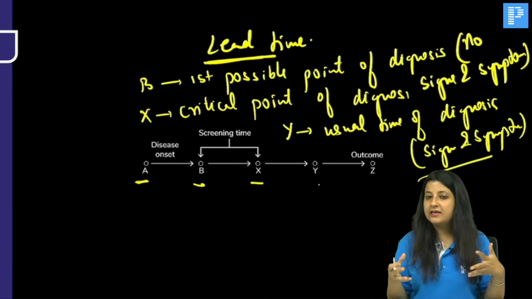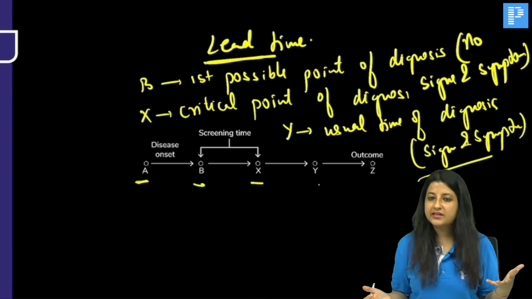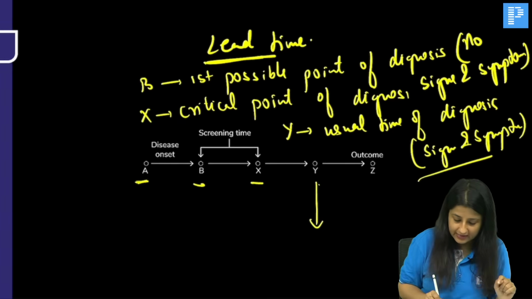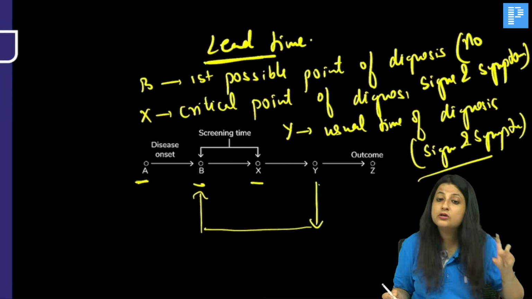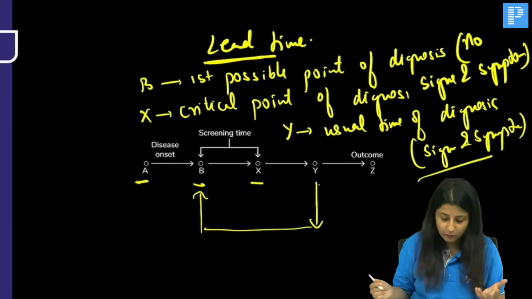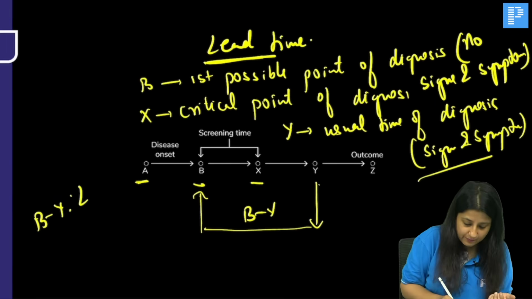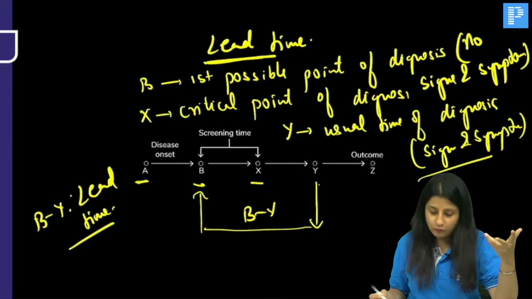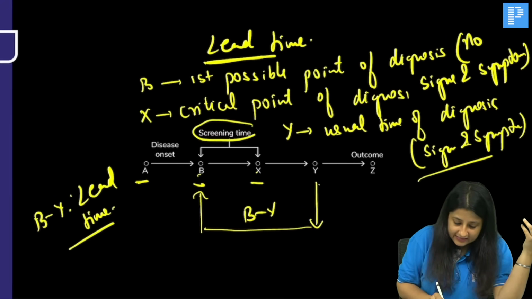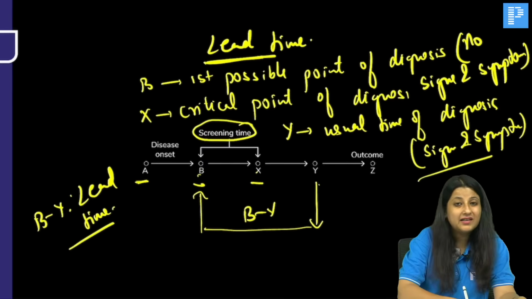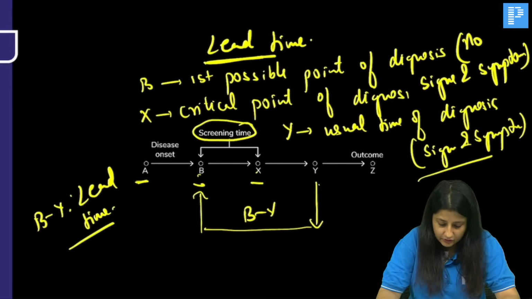Now, ideally, when would we apply our diagnostic test? We would have applied at point Y. But now, instead of applying at point Y, I am going to apply at point B. So I am early, or leading in the detection of the disease, by what time interval, guys? B to Y. B to Y is your lead time. And what is this B to X? B to X is your screening time: the first possible point of diagnosis to the critical point of diagnosis.